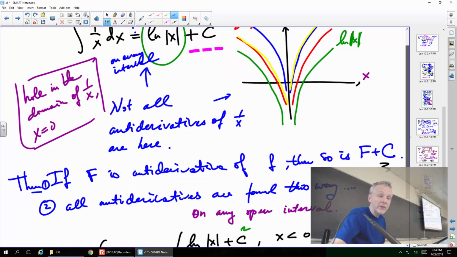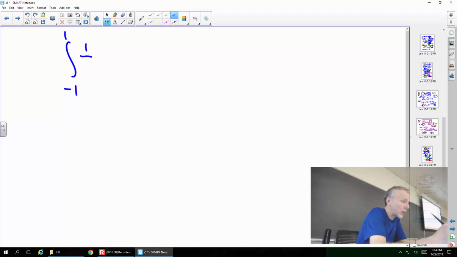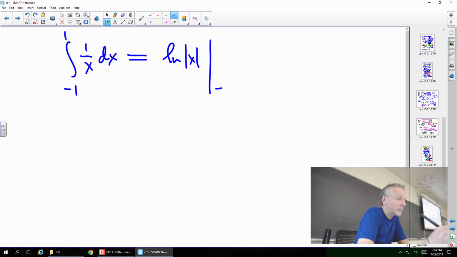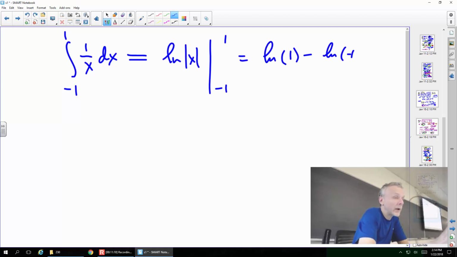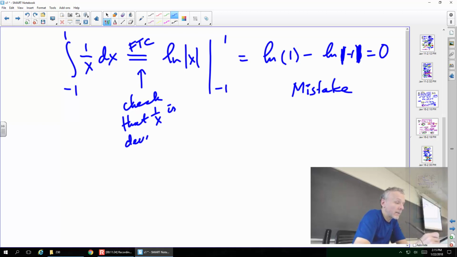And here is what can happen. What if I'm looking at a definite integral from -1 to 1 of 1 over x dx? Okay, so if I mindlessly apply the fundamental theorem of calculus, I would have ln of the absolute value of x from -1 to 1, right? That's how we integrate. And then, well, ln of 1 minus ln of the absolute value of -1. The answer is 0. Okay, it is not that, so that's a mistake. So we applied the fundamental theorem of calculus, as we always do, but what we did not check is that 1 over x is defined on the interval -1, 1, which it does not.